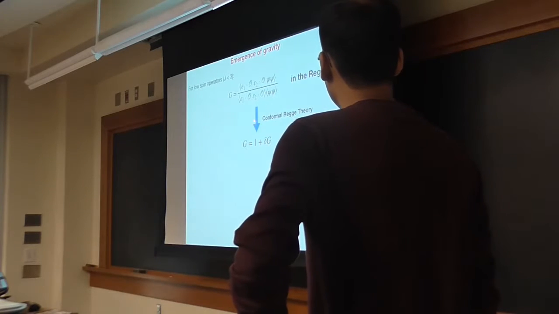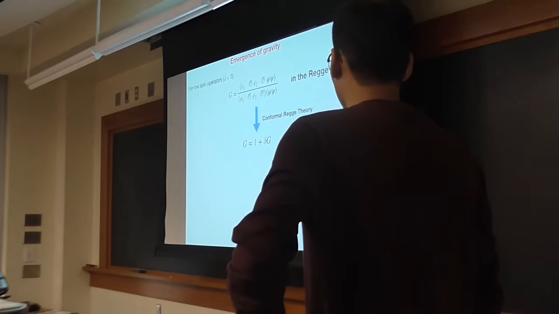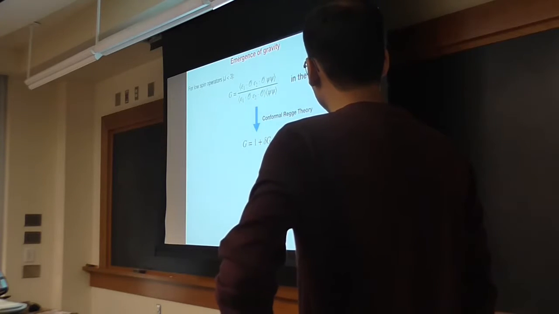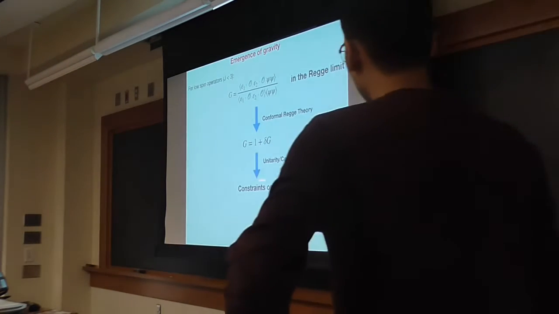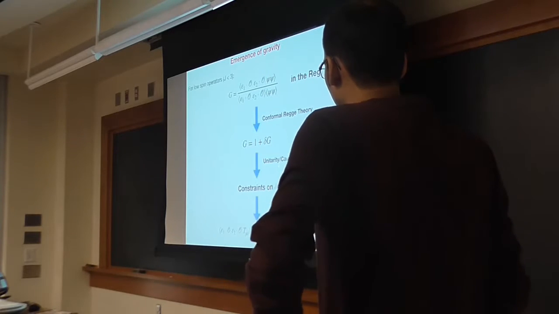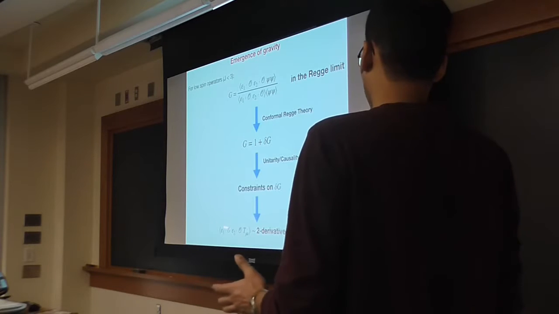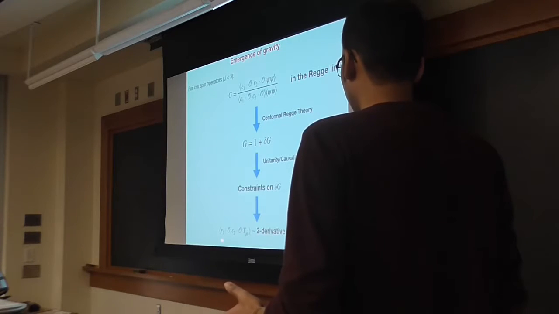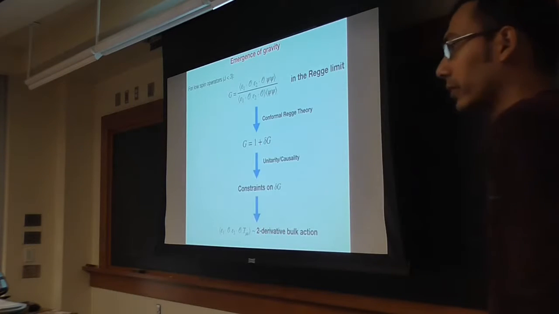Then they use conformal Regge theory to compute this correlator exactly in some perturbative series. So you know this delta G. Then from unitarity or causality you get a constraint on this delta G, and if you write that constraint down in terms of the 3-point function, you get this kind of result. It's basically exactly consistent with what you expect to get from a two-derivative bulk action.